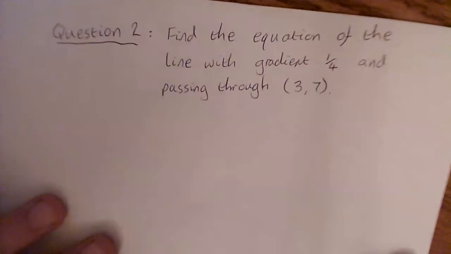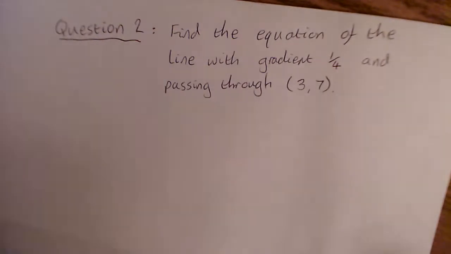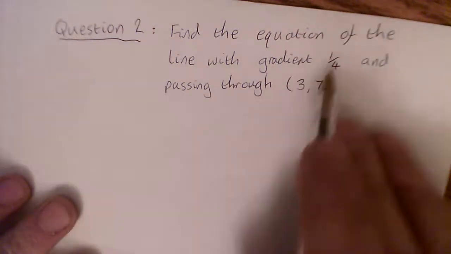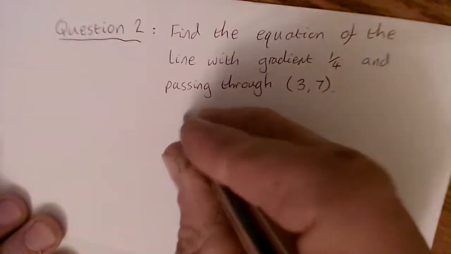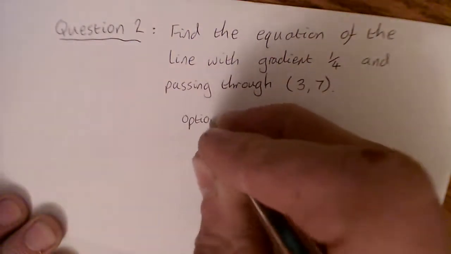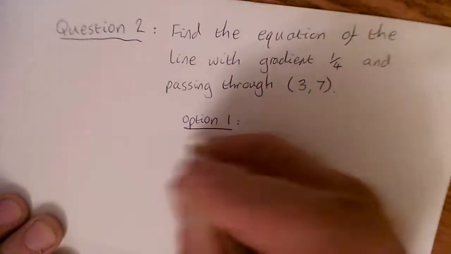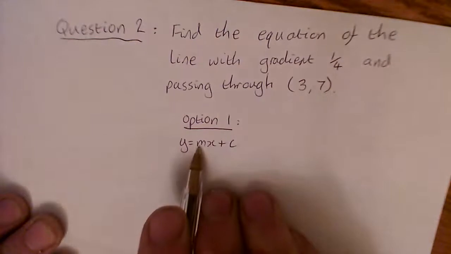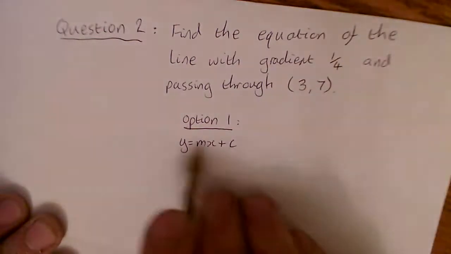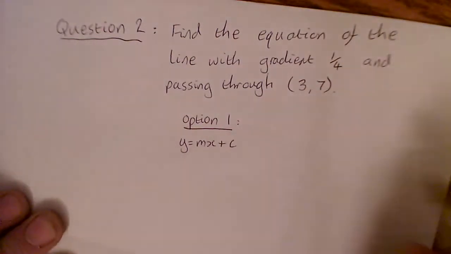This question is actually slightly easier. I know it's a bit ironic to do the easy question second, but actually seeing the full thing and then seeing the easier question makes sense in this case. Again, we've got two options. Here we're given a gradient and we're given a point. Well, actually, that means we can jump straight to our two options. So option 1, y equals mx plus c. We're given a gradient and a point which we can put in as our x and y, and that'll let us find c.